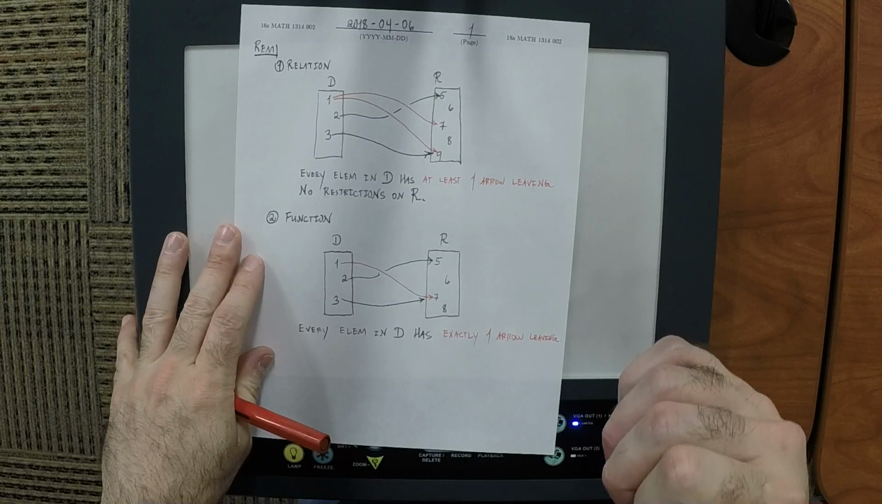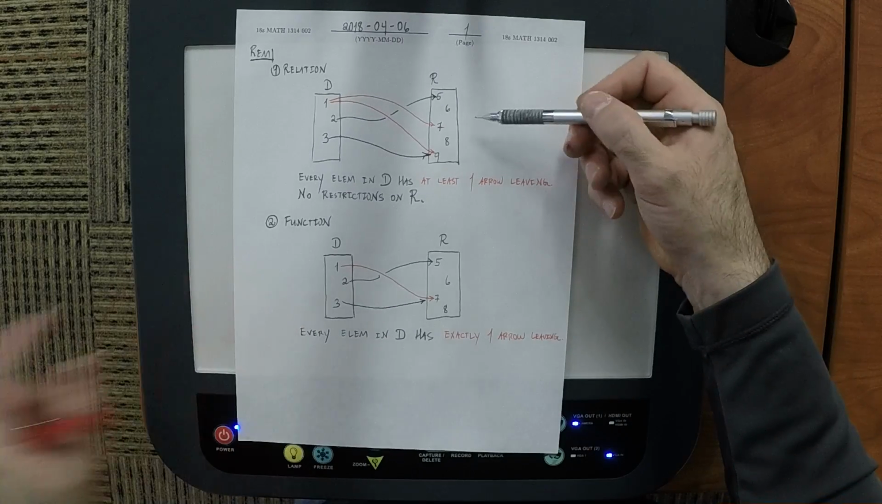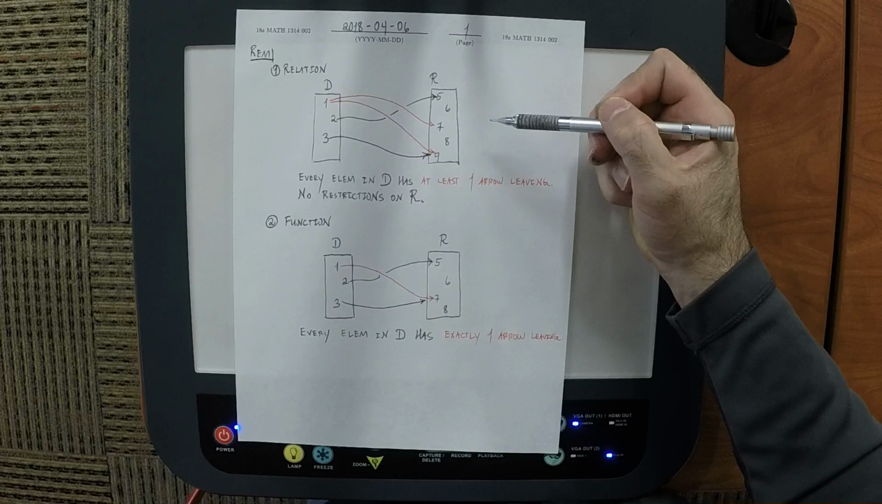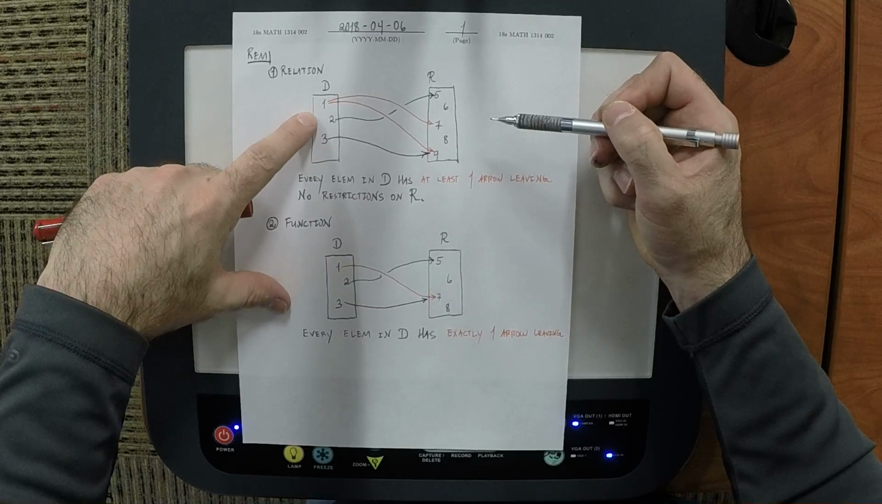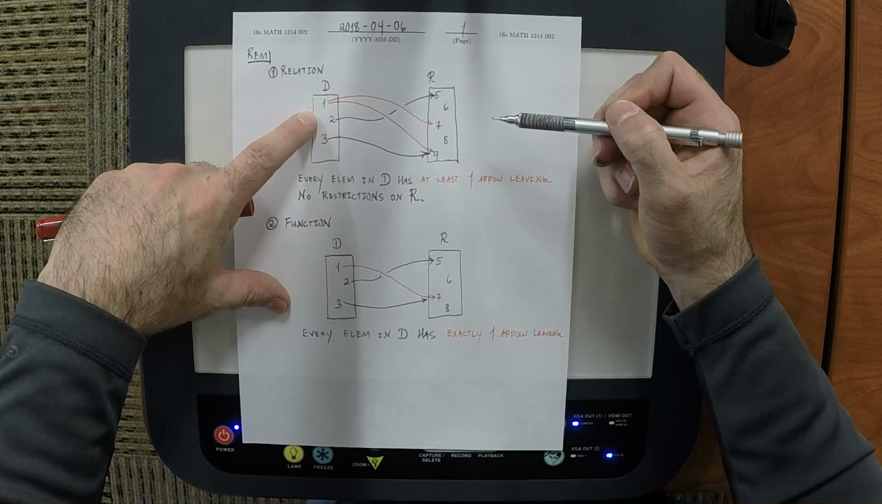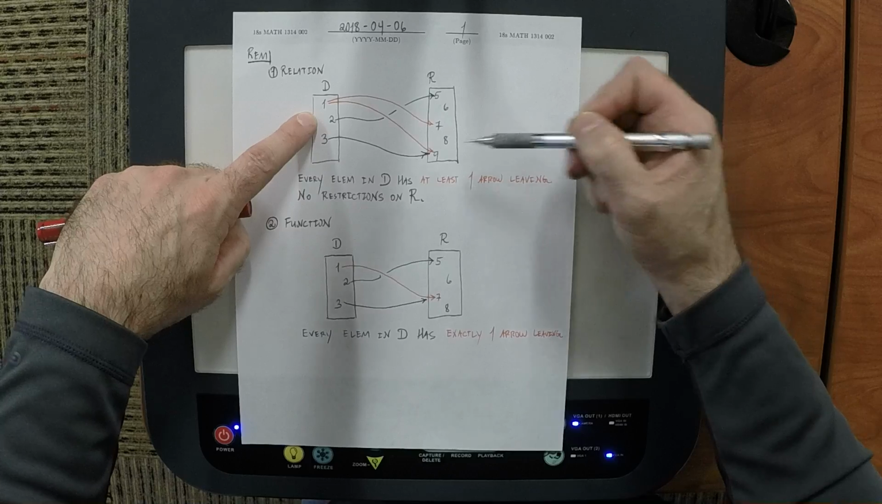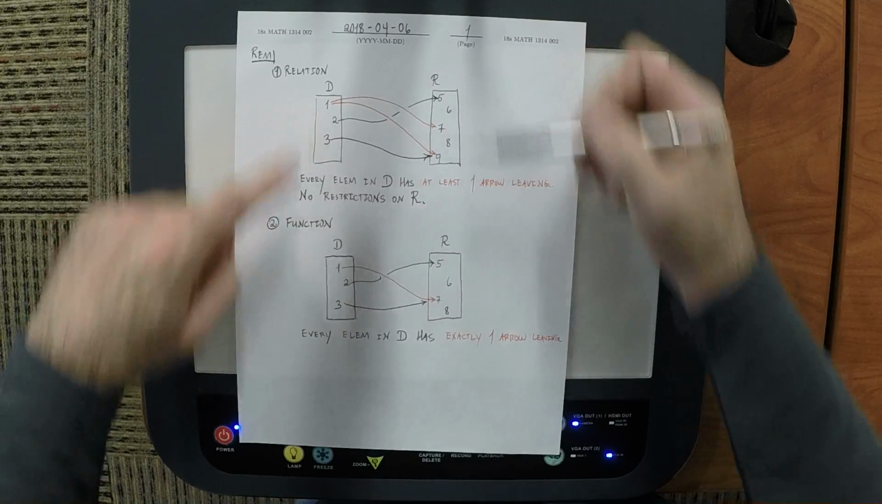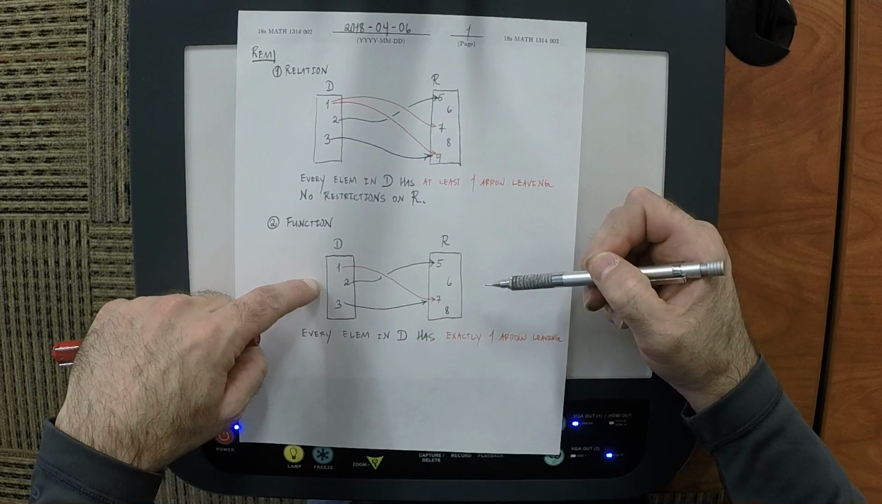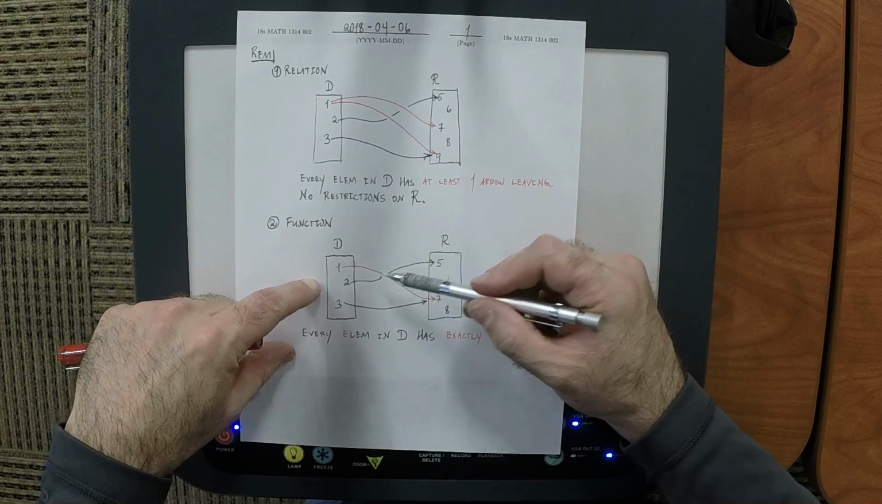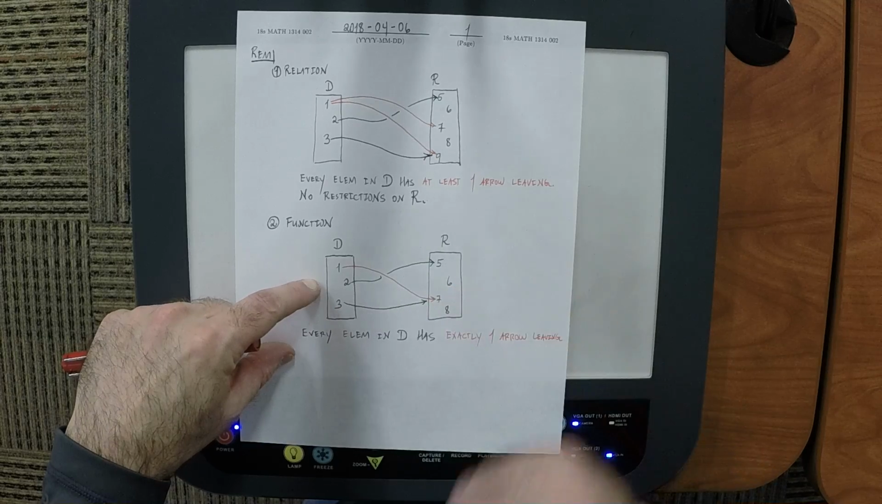As a result, this first thing that I wrote, this relation, is this relation a function? It is not. Why is this relation not a function? Right. There's 2 arrows leaving 1. So as a result, this is not a function. This is a relation. Is this relation a function? Yeah, because notice every element in the domain has exactly 1 arrow leaving.